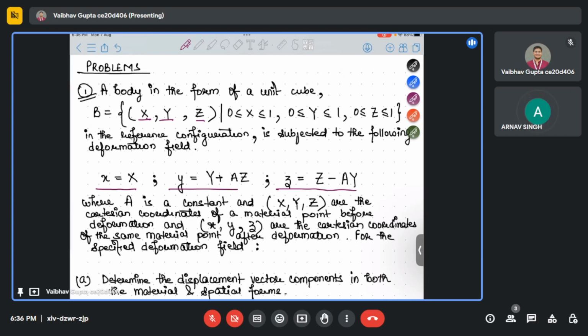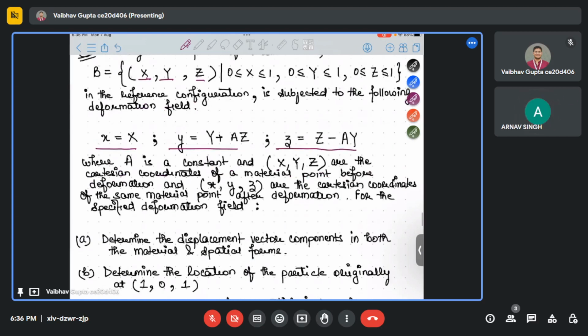The question he has given is that you have some particle in the reference configuration, and he has given you some relation to relate it to the current configuration. He said that A is a constant, and capital XYZ are the Cartesian coordinates of the material point.